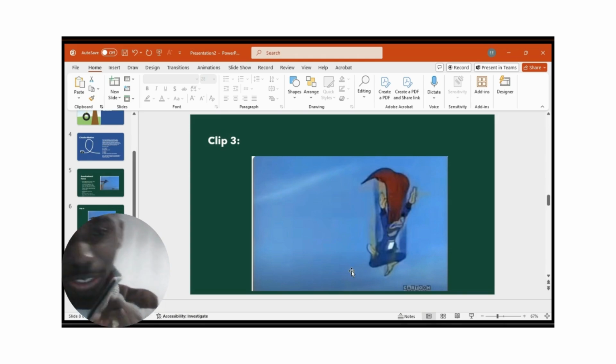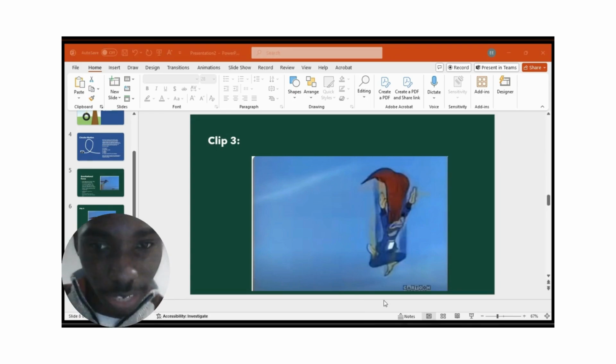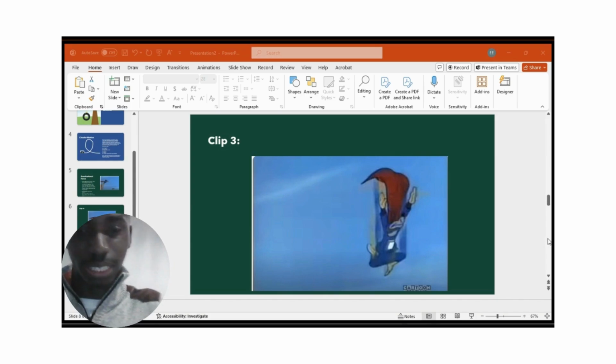Now this is kind of similar to centripetal force, only the gravity is in motion. All right, so that's the gravity.